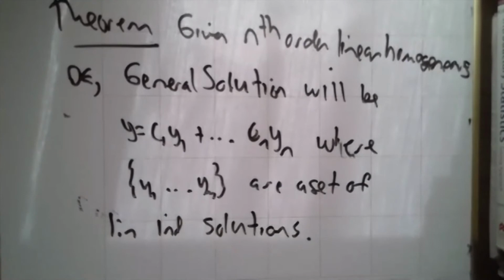So if we have an nth order linear homogeneous DE, we need to go through the work of finding n solutions that are linearly independent from each other. And then we tack them all together and we get the general solution, the one that covers every possible solution. So that's our goal. Somebody hands us a 7th order linear homogeneous, we need to go through the work of finding 7 different solutions.